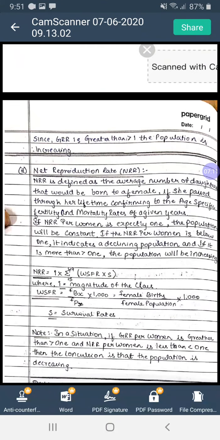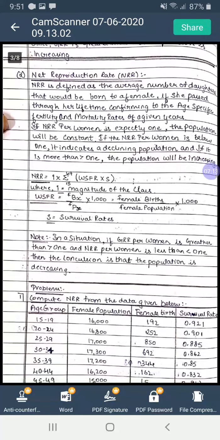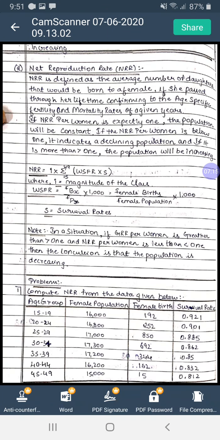Next, moving on to the next topic, that is net reproduction rate. So what is net reproduction rate? It is defined as the average number of daughters that could be born for a female. Here we are considering only the female population for reproduction, and in that, only where daughters are being born. So again it is a reproduction process only. The formula will be similar.